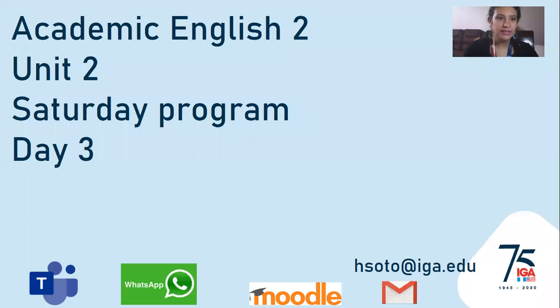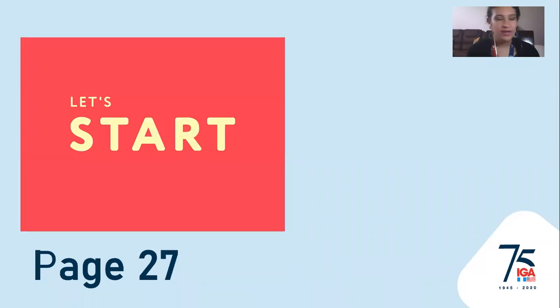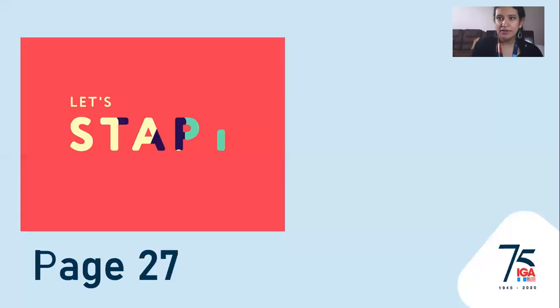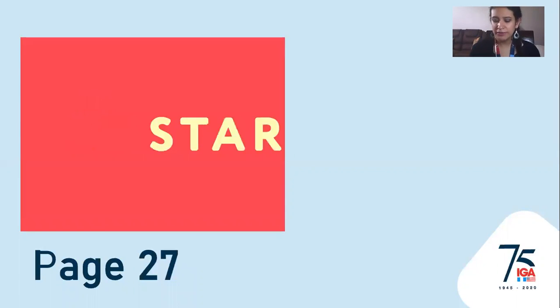So let's begin. We are in our course Academic English number 2, Unit 2, Saturday program, and this is our third program, our third day. So let's see what we're going to learn today, or what we're going to remember a little bit more. As usual, you can go to your page number 27 to get the reference about what we're going to be talking about, right?